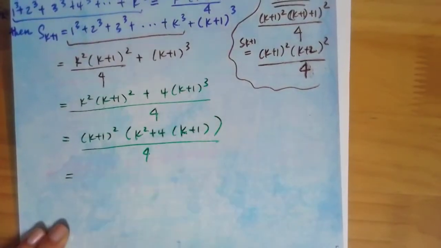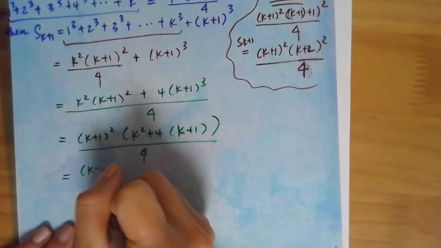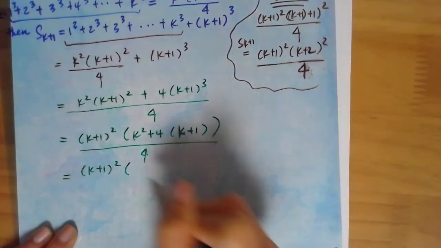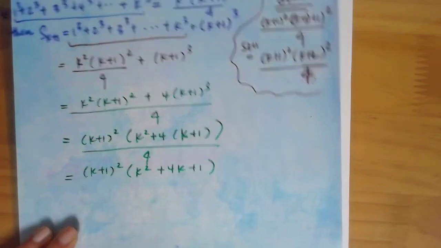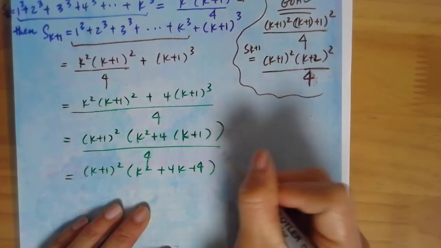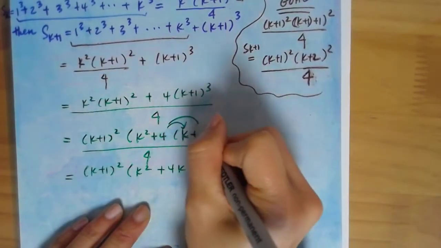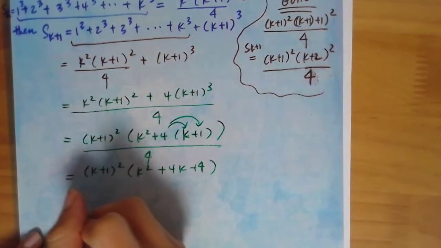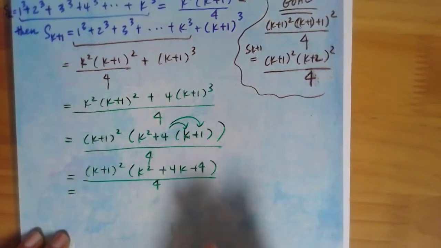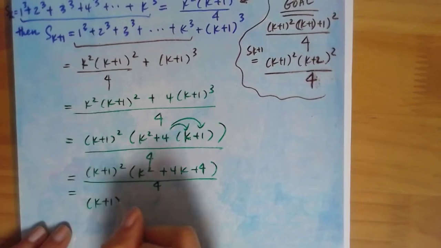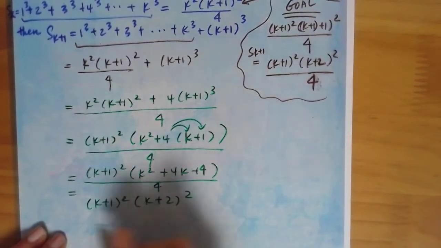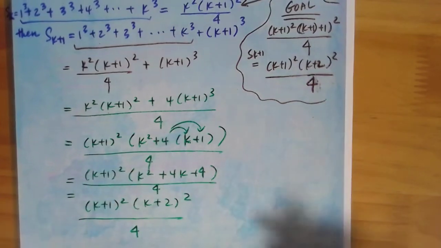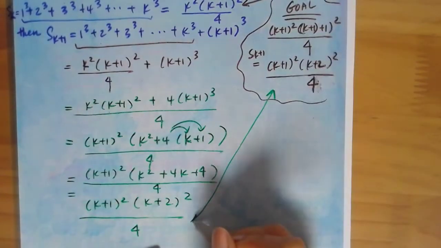Then, when I simplify this, I have (k plus 1) squared. I know some of you are seeing it already. K squared plus 4k plus 4, I'm sorry, k plus 4, you have to multiply that and distribute it. And I get this, all over 4. Don't forget that denominator. I have (k plus 1) squared, and this is simply (k plus 2) squared, all over 4.